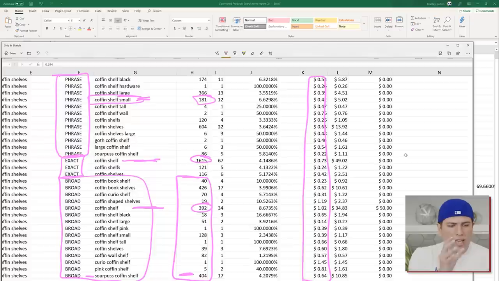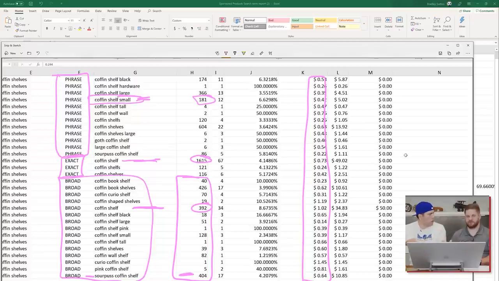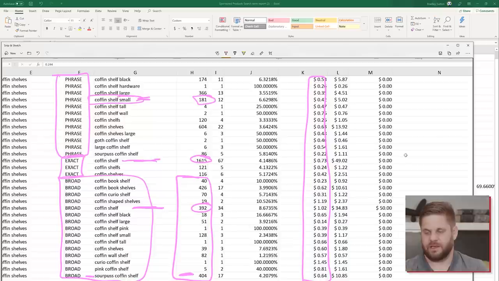So now I know, like, hey, I need to maybe optimize my listing a little bit more towards the people looking for the smaller shelves. So I've got to make sure I have that keyword in there. But there's just so much great information you can get from these reports. And remember, look at these cost per click. Look how cheap this is.